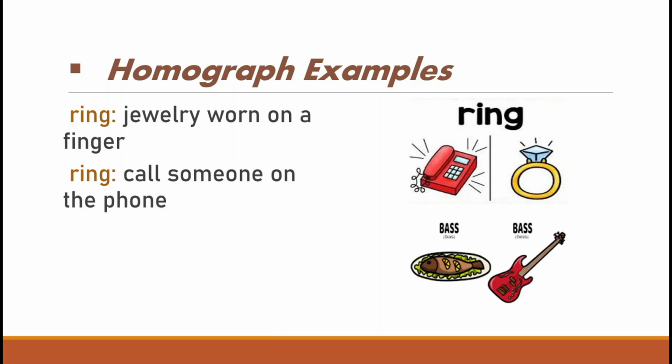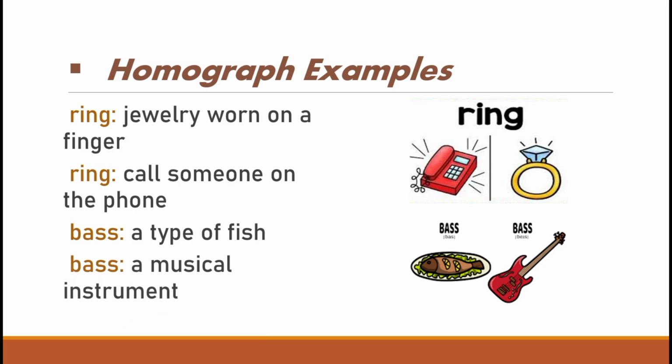The second example that we have for homographs is bass and bass. Both these words are spelled as B-A-S-S, but their meaning and pronunciation both are different. When it is pronounced one way, it means a type of fish, and when it is pronounced the other way, it means an instrument of music.